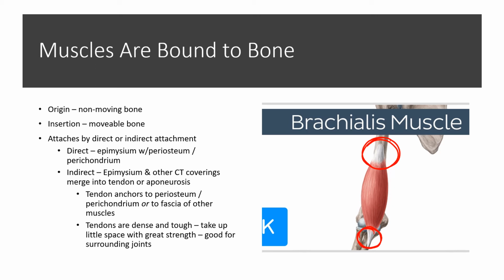And I just want to remind you too, the tendons are dense and tough. They take up a little space, they have a ton of strength, and so they're good because of this for helping to stabilize, and this tissue is good for surrounding joints for stability.